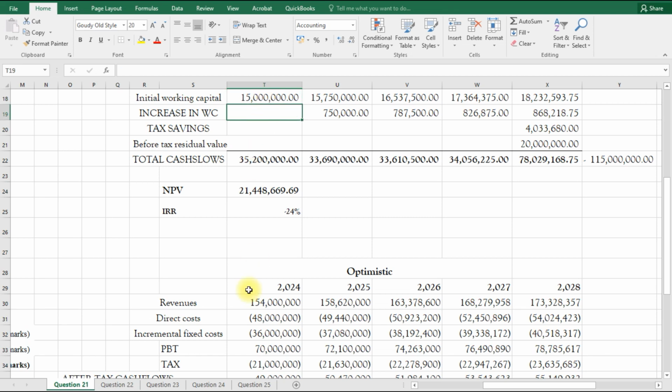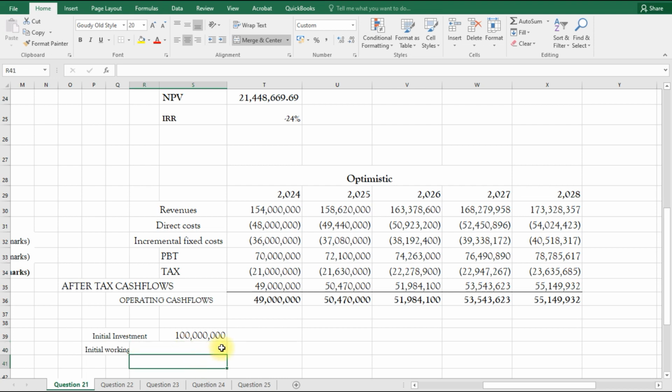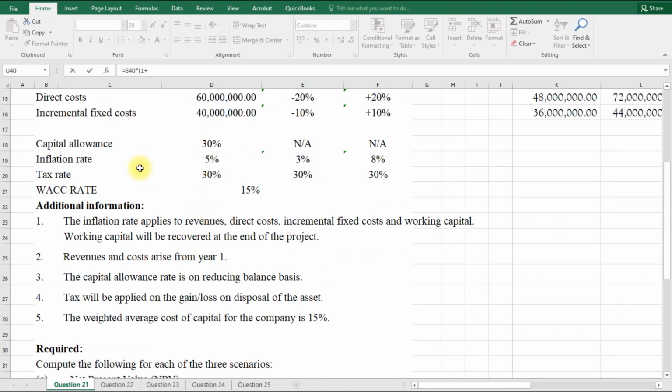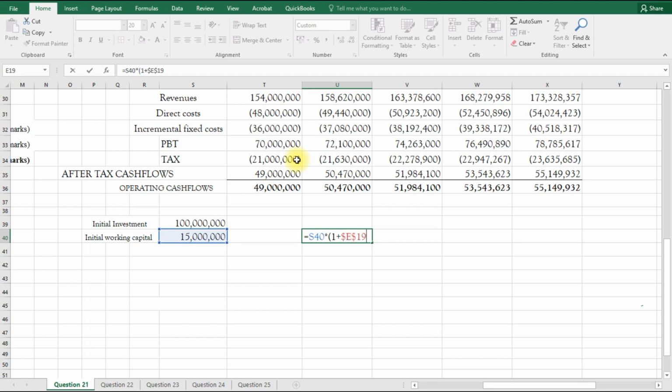Here the value to be 15. Then it will increase. These are our initial, they are the same value. These are our year zero. They are the same value that we shall have at the beginning of year 2024. The only thing, I have included them as our initial outlay, so that here it will increase this value multiplied by 1 plus the inflation rate of 3%, and we lock that value that way, and I'll autofill this.